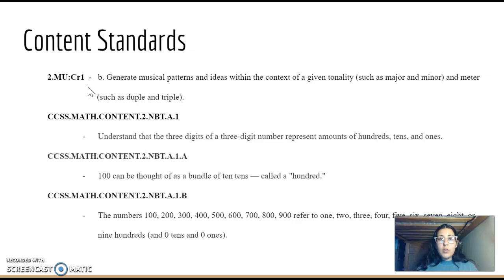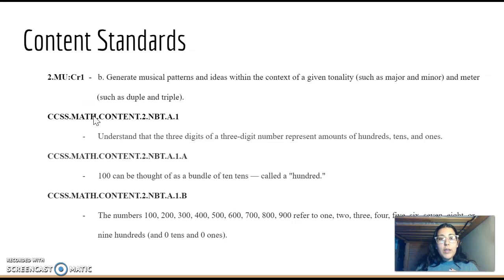First to go over the music content standard, it is to generate musical patterns and ideas within the context of a given tonality, such as major and minor, and meter, such as duple and triple.